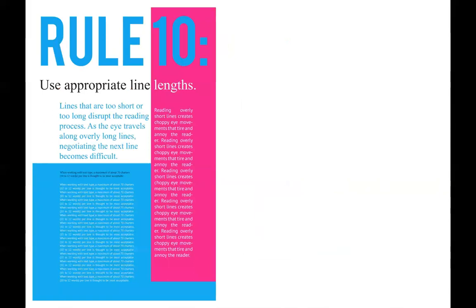Here's one, Rule 10. Use appropriate line lengths. And look at this. Reading overly short lines creates choppy eye movement. Taking, you know, why you want to do things a certain way and purposely making it wrong.